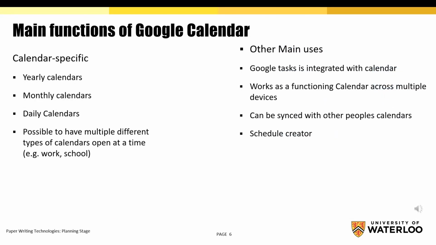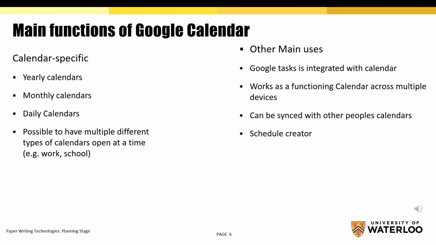The main functions of Google Calendar: calendar specific, yearly calendars. This means that you can plan events ahead by months, and large events like exams will be remembered months ahead of time. Monthly calendars. By using Google Calendar to plot a monthly calendar, this allows you to fill out assignments and deadlines that might be more constant than large events. Great for keeping track of classes and essays as well.